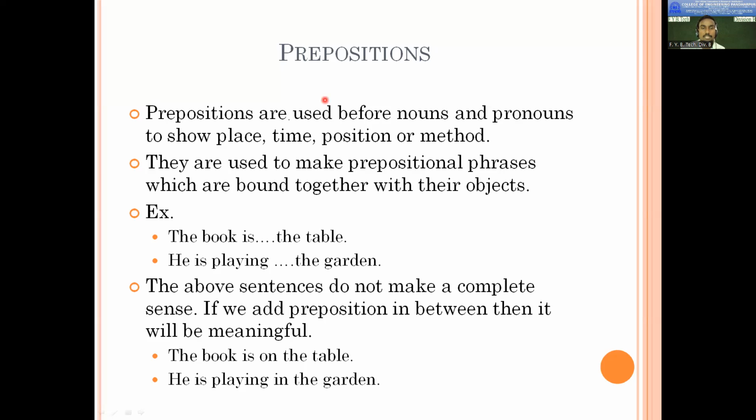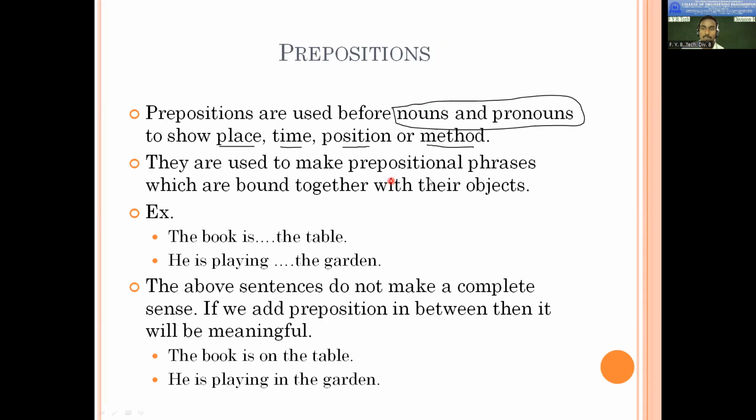And let's try to understand. First of all, it says prepositions are used before nouns and pronouns. So you should know the place of a preposition in a sentence. They are used before nouns and pronouns. And then they are used to show what? When prepositions are used, they show the place of the noun, they show time, they show position, or they show method or manner. For that reason we use prepositions.